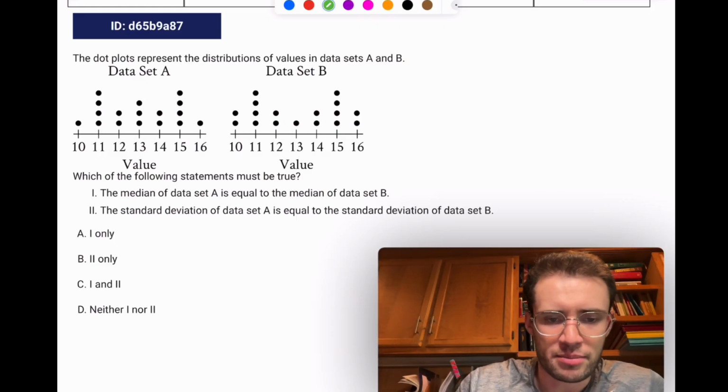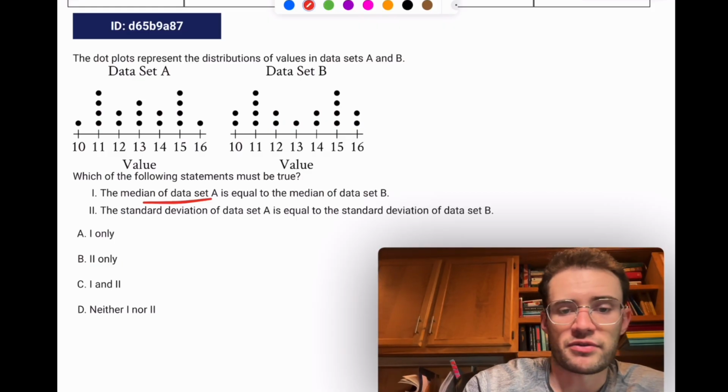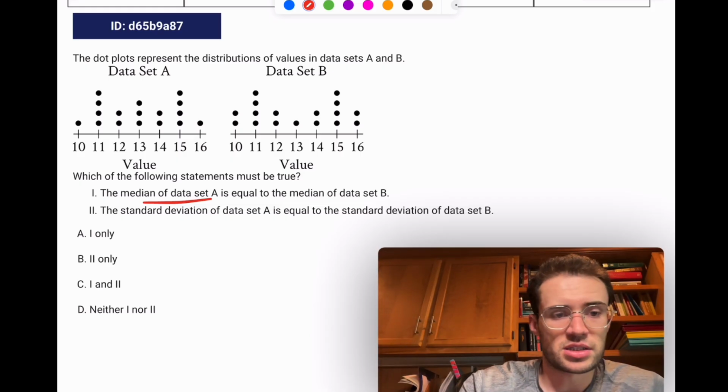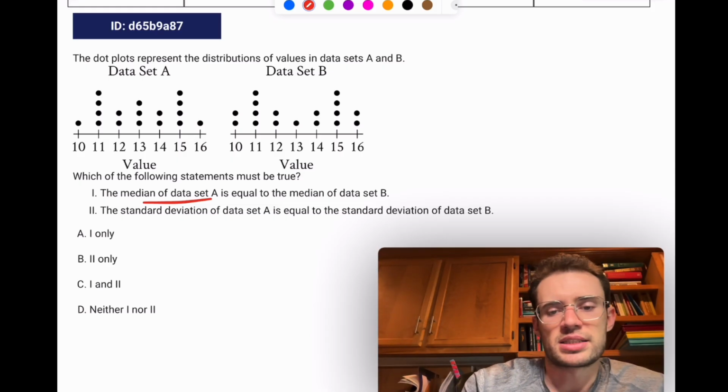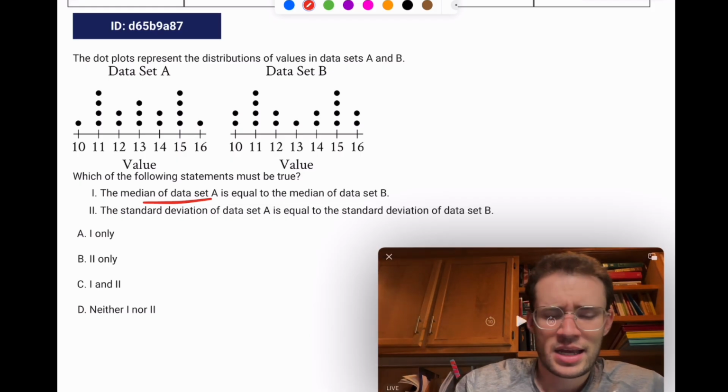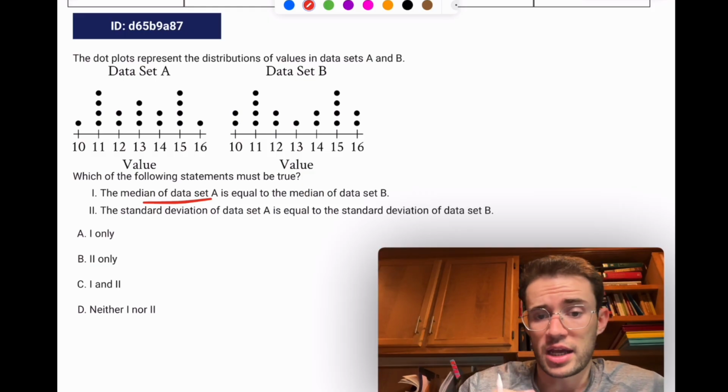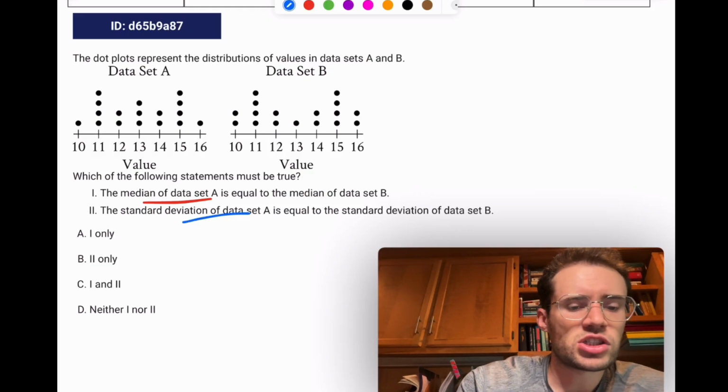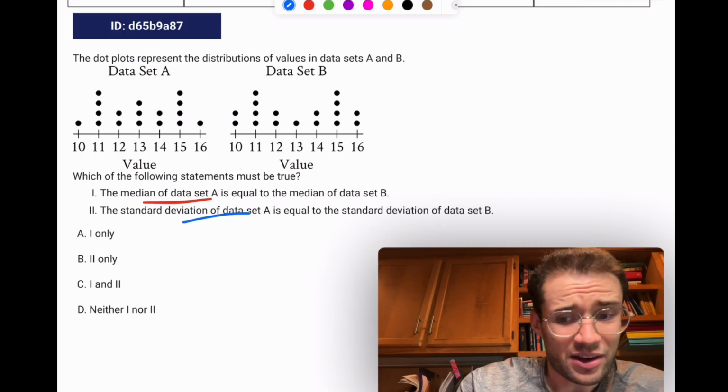So before I even look at them closely, the median we can actually find by figuring out the middlemost value, because with dot plots, it's kind of like they listed them all out. I'll show you how to find that in a second. So that one we can either confirm or not. For standard deviation, we don't actually need to calculate it.